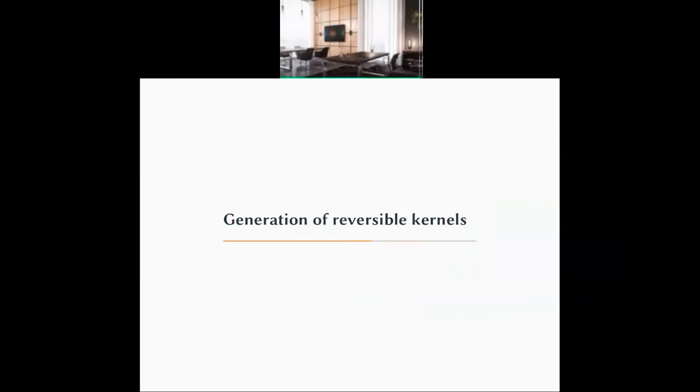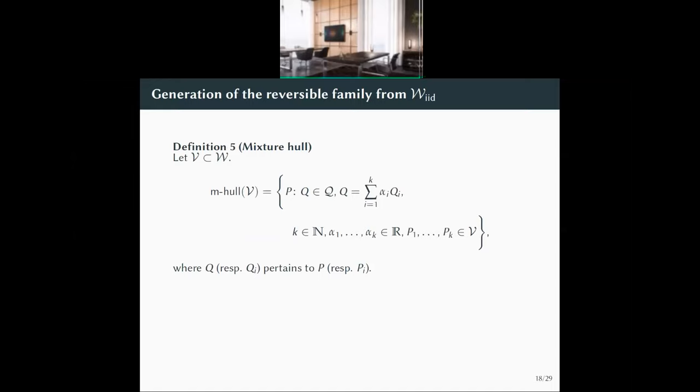Finally, I would like to discuss the generation of reversible kernels. So let's talk about this. Let's define for starters what is the M hull of some family. You're taking a finite number of members of this family, and you're taking mixtures of these members. This gives you a larger family. So this will generate what we call the M hull of, right?